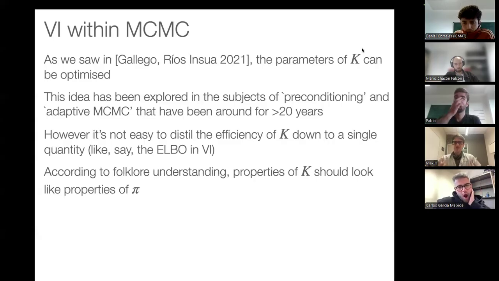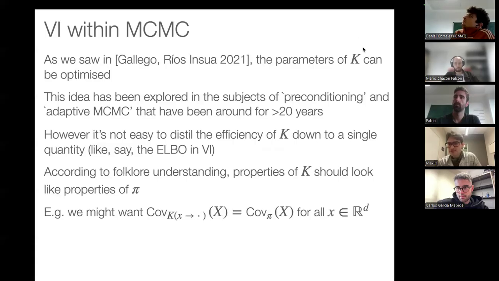But according to a kind of folklore understanding that I see coming from the early noughties, you kind of want the properties of your Markov kernel to resemble the properties of the target distribution. So for instance, we might want the covariance structure of the Markov kernel to look like the covariance structure of the target, according to this folklore understanding, for all states X.